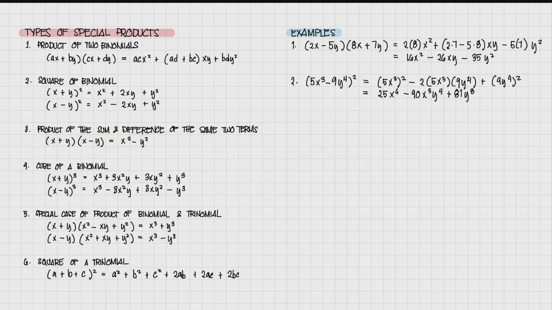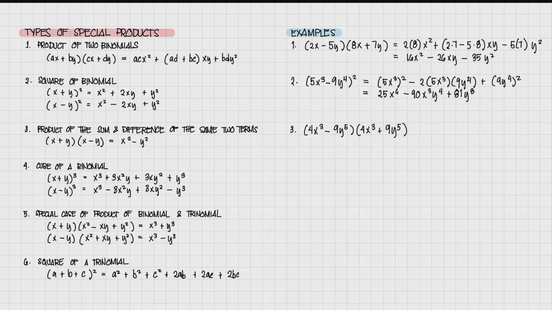So example number 3. Let's try something a bit more complicated. Let's try this one: 4x cubed minus 9y raised to the 5th power times 4x cubed plus 9y raised to the 5th power. Okay?